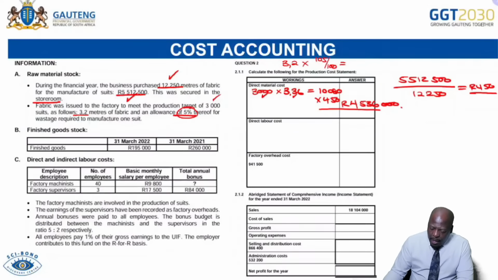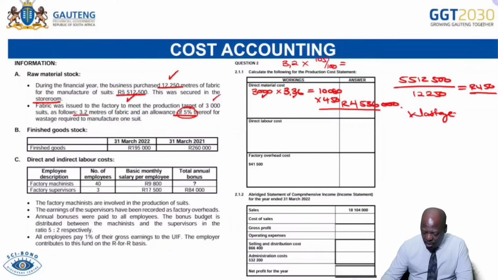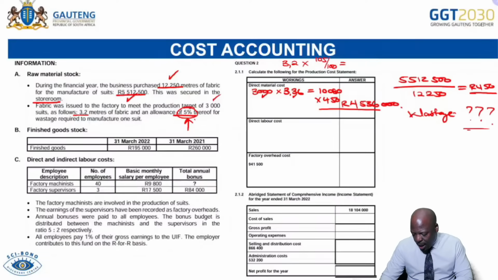If an examiner might test, calculate the wastage here in rands, you must be able to calculate the wastage in rands. Remember, you were given 5% as wastage, so you must be able to do the reverse calculation to get the wastage. An examiner can test on the wastage in a reverse calculation as well.